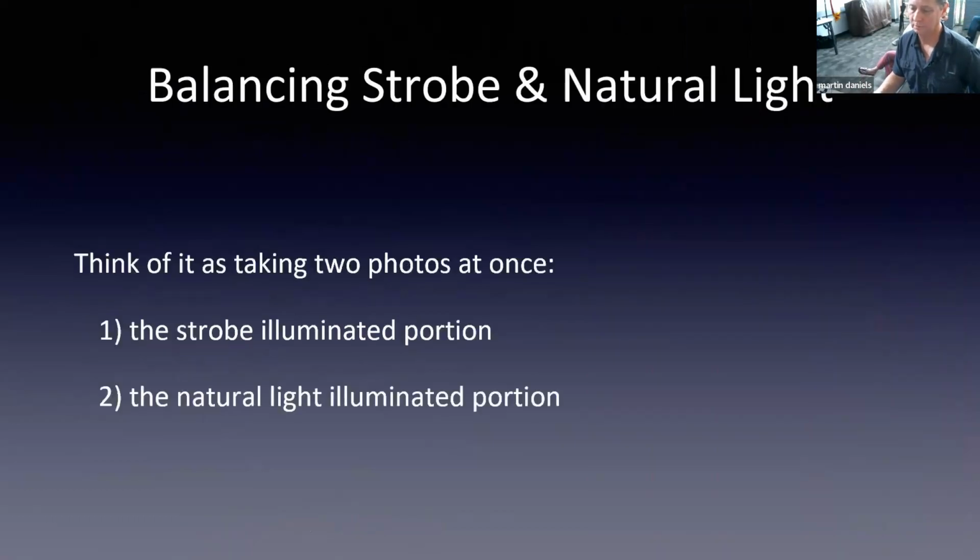And so to balance the strobe and natural light, you really need to think of it as taking two photos in one, okay? The first one is going to be the strobe illuminated portion. In the second photo, that's all going to be combined in there, is the natural light illuminated portion. Because you're having to make adjustments for both of these different scenes in one photo.